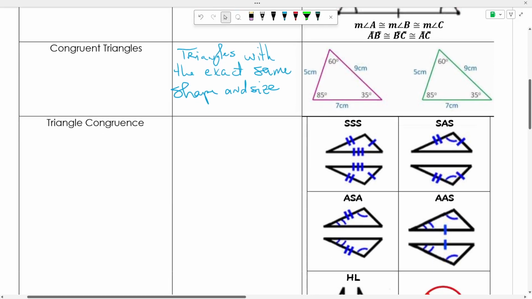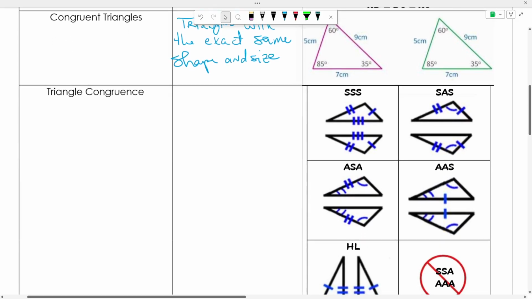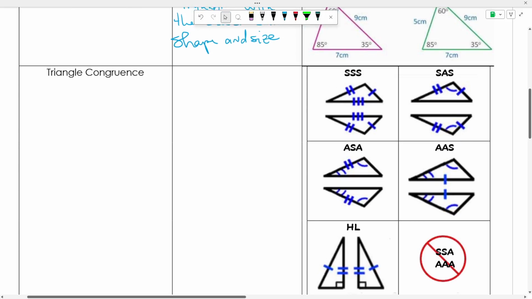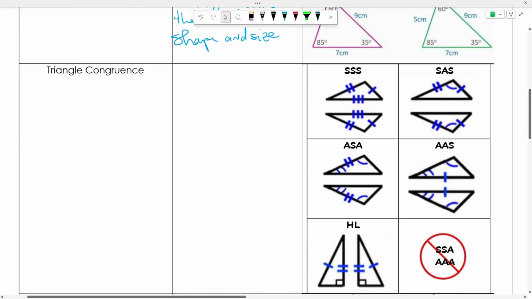Well, there's ways to prove these things. Okay? So we can do these by all of these items over here on the right. We have SSS, SAS, ASA, AAS, HL. Notice there is not any of these right here.